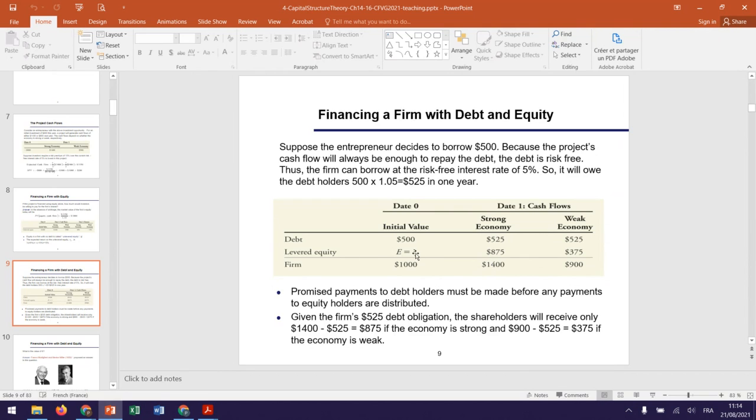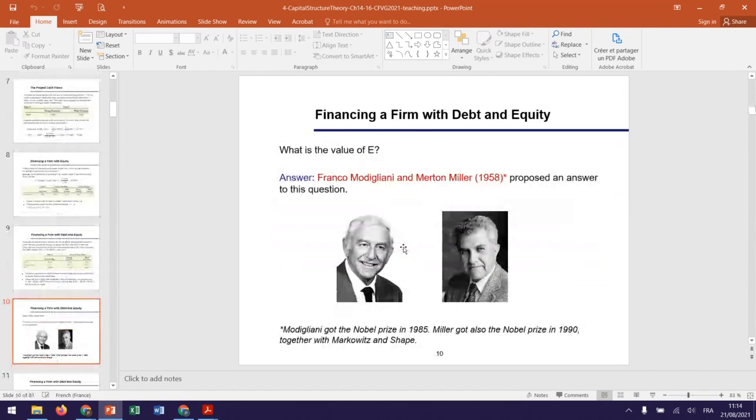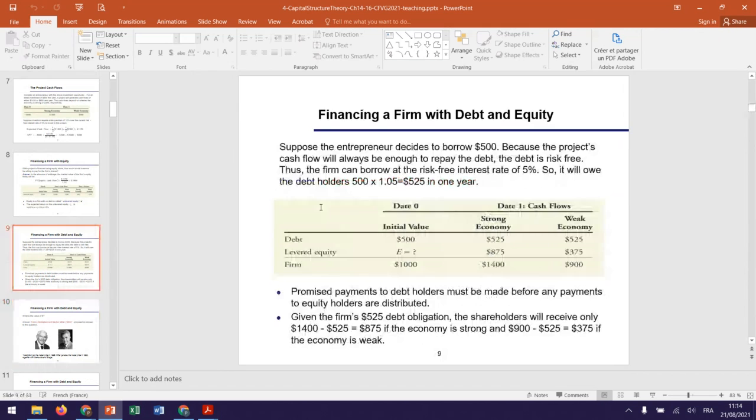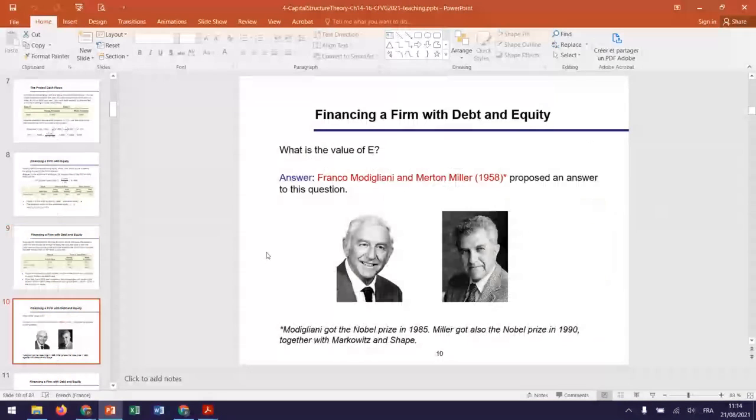And what should be the value of the levered equity then, right? If I have the firm of 1,000, the debt is 500. What should be the value of the E? It looks simple, but it's not that simple. And then Professors Modigliani and Miller in 1958 proposed an answer to this question of what should be the value of the E.